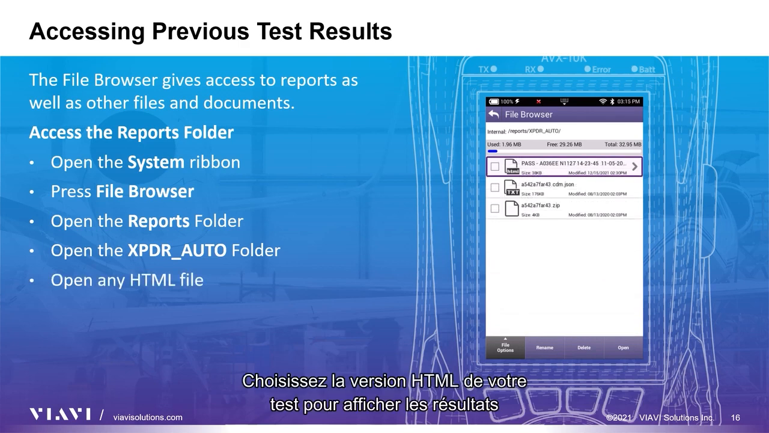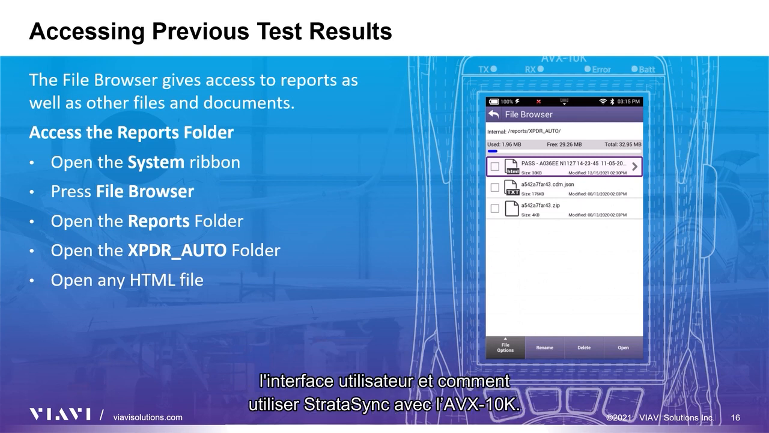Choose the HTML version of your test to view the test results on the AVX-10K. You can transfer the files to a thumb drive or send them to Strata Sync for later review. For more information on managing files, see our video on the user interface and using Strata Sync with your AVX-10K.